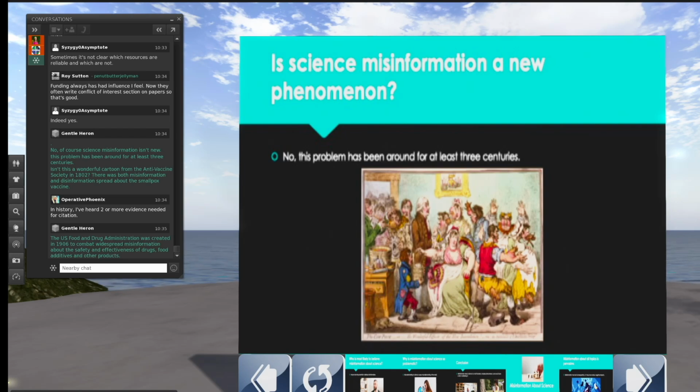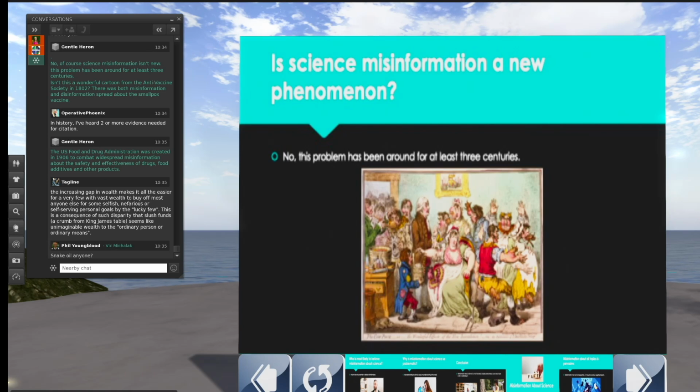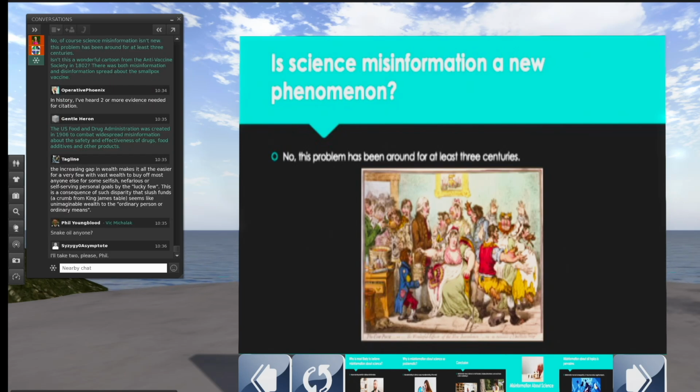Just a little historical reminder, the U.S. Food and Drug Administration was created in 1906, and its purpose was to combat widespread misinformation about the safety and effectiveness of drugs, food additives, and other products. Tagline says, the increasing gap in wealth makes it all the easier for a very few with vast wealth to buy off most anyone else for some selfish, nefarious, or self-serving personal goals by the lucky few. This is a consequence of such disparity that slush funds, a crumb from King James' table, seems like unimaginable wealth to the ordinary person of ordinary means. And Phil is trying to sell us some snake oil.